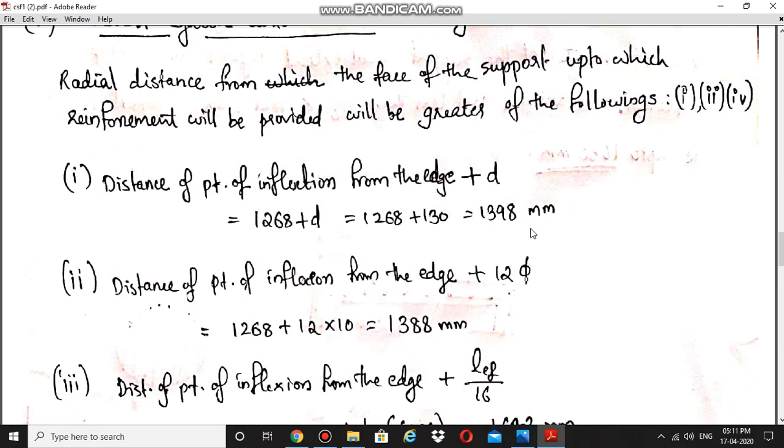From all of these conditions, the fourth, the first and the second, the greater value is the distance of radial reinforcement from the edge. So 1398 mm is the largest one. So we can provide 1400 mm as the radial reinforcement distance.